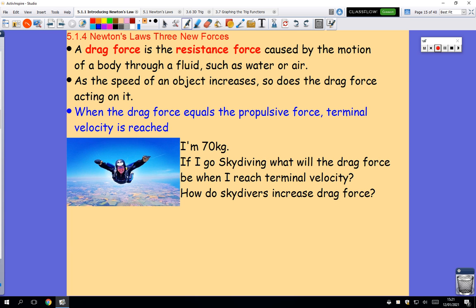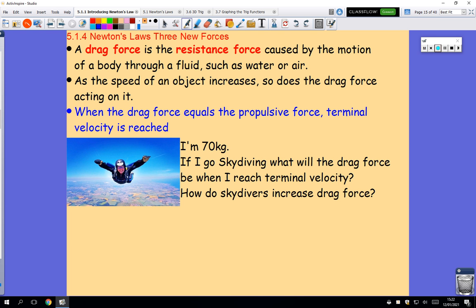One thing that happens as the speed of an object increases is that the drag force acting on it increases too. On a calm day you go cycling, you feel the air resistance in your face, the wind dragging across your face. As you speed up on the bicycle, you can feel that drag force increase. When that drag force equals the force driving me forward, we get what we call a terminal velocity. So terminal velocity is when the drag force matches the propulsive force driving me forward.